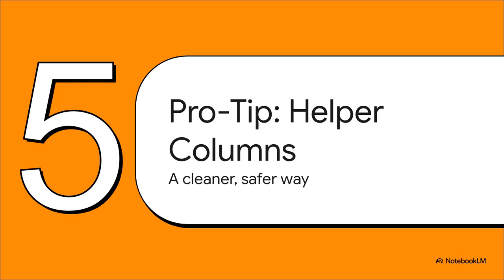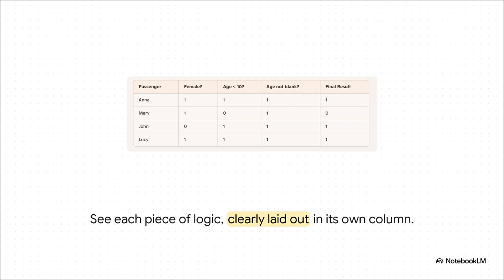So I want to show you a much better, cleaner way to do this. This is what the pros do. It's a technique called helper columns. The idea is, instead of jamming all that logic into one single complicated formula, you break it up into simple little pieces. You make one column that just answers the question, is this person female, with a yes or no, a 1 or a 0. You make another column that answers, is their age less than 10, and maybe a third that answers, is their age blank. Each piece of the puzzle gets its own column, so you can see everything clearly.